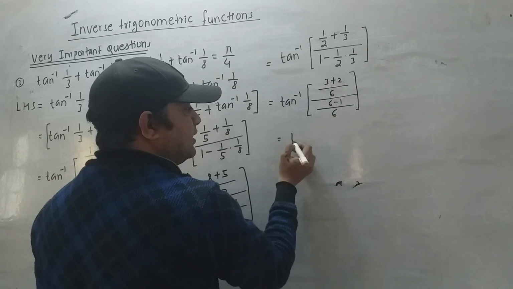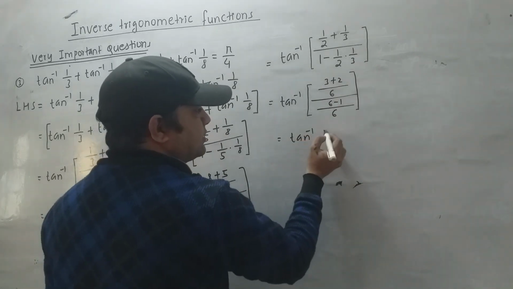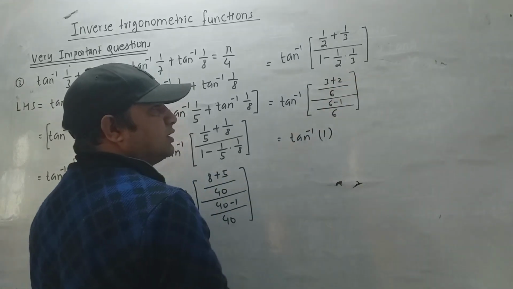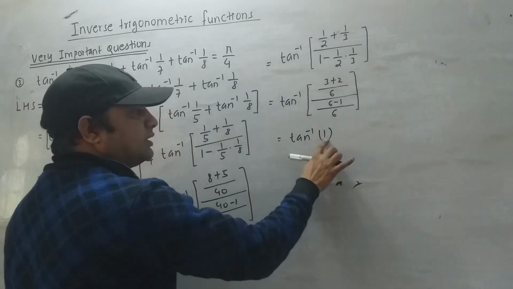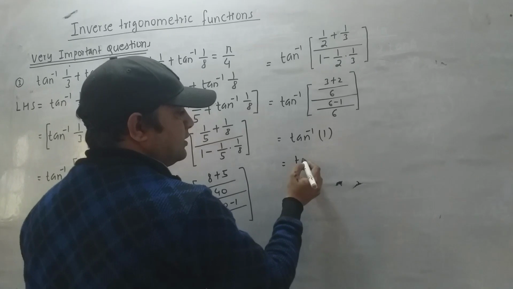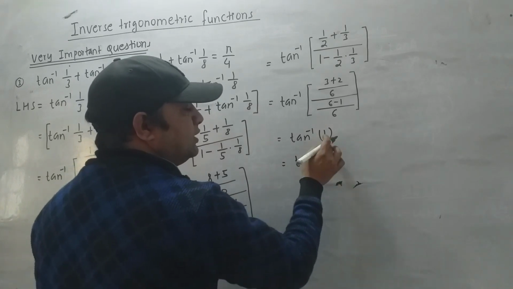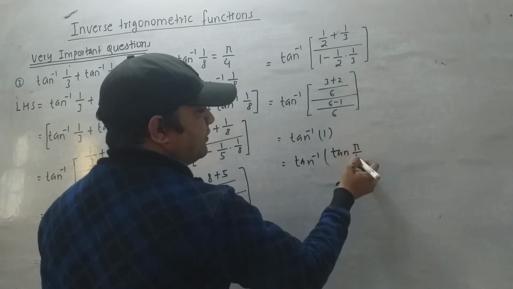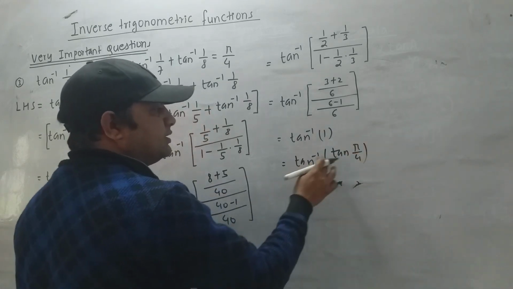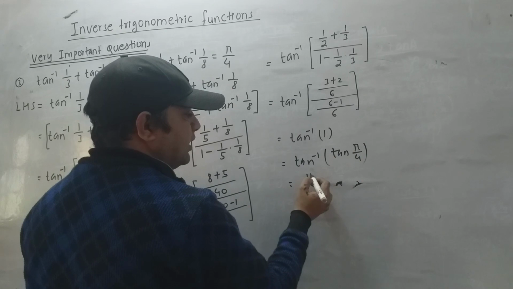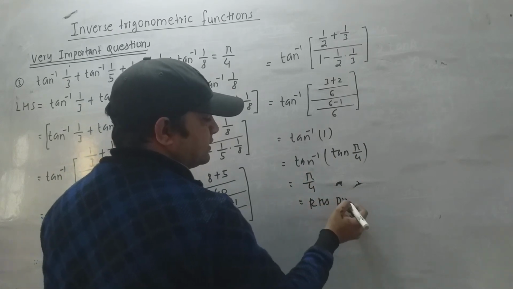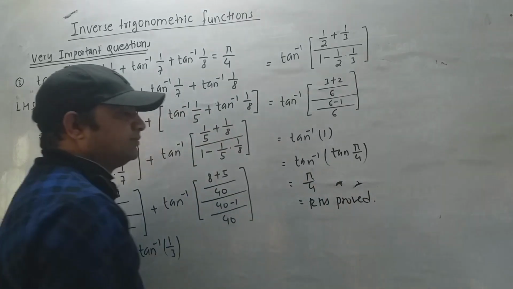So what is our final result? Tan inverse 1. 6 and 6 cancel. 3 plus 2 is 5, 6 minus 1 is 5, whole thing cancels. You are getting 1. Tan inverse of 1 you can write using tan 45 degrees, that means tan 45 is pi by 4. Tan inverse and tan cancel the effect of one another. You are getting pi by 4. So this is your required right hand side, proved.